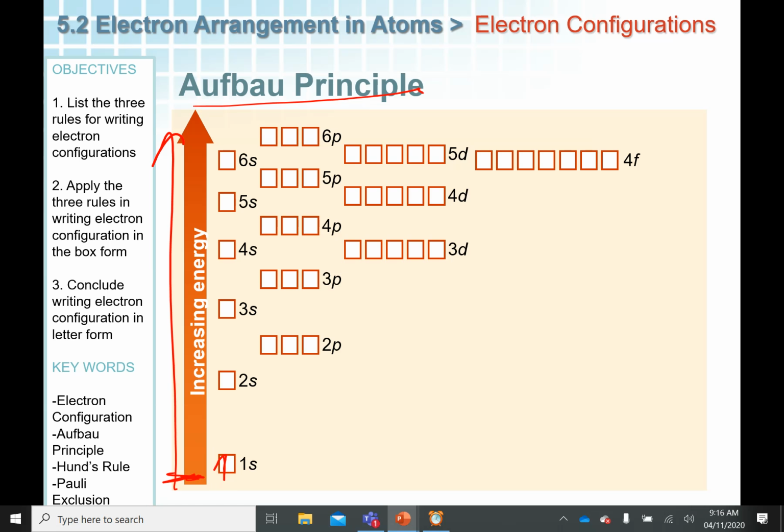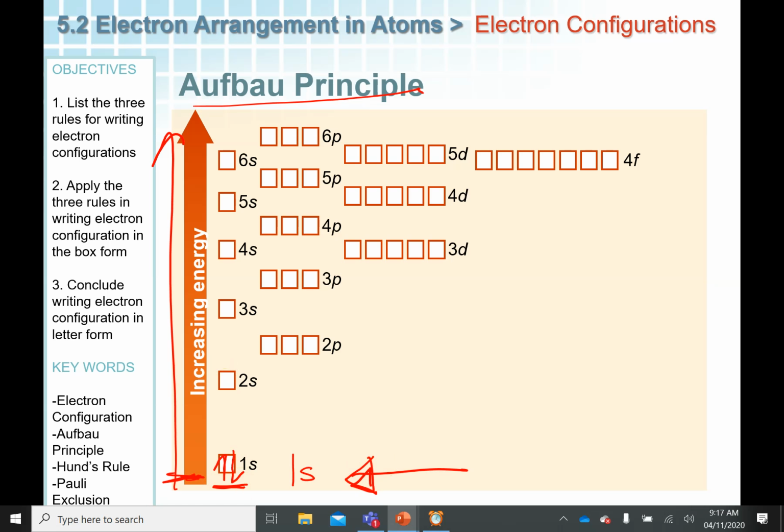Now, where's the second electron going to go? Should it stay in the 1s or should we put it here? Well, based on Aufbau's principle, we need to fill the lowest energy levels first, which means it will not go into here, it will go here. So we're going to put the second electron also in the 1s.